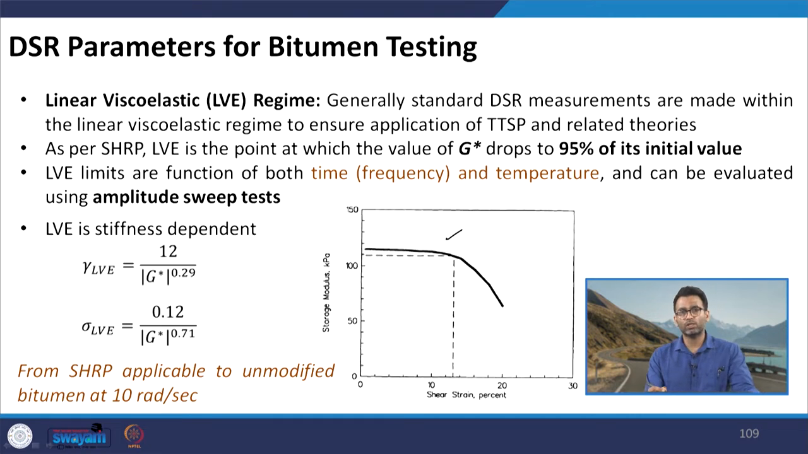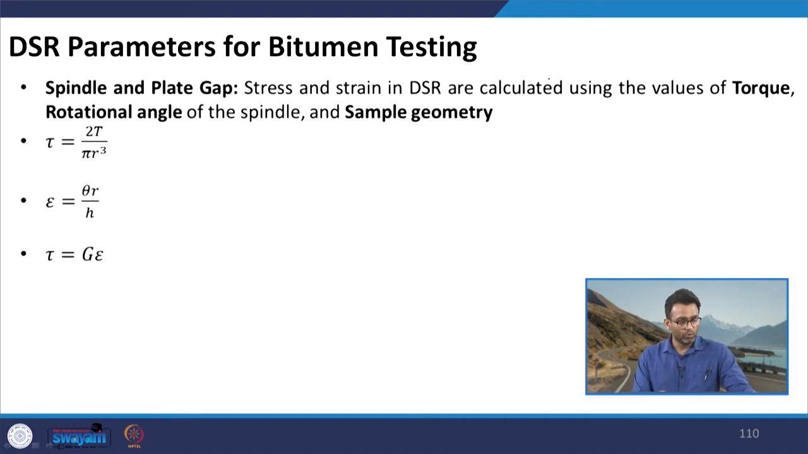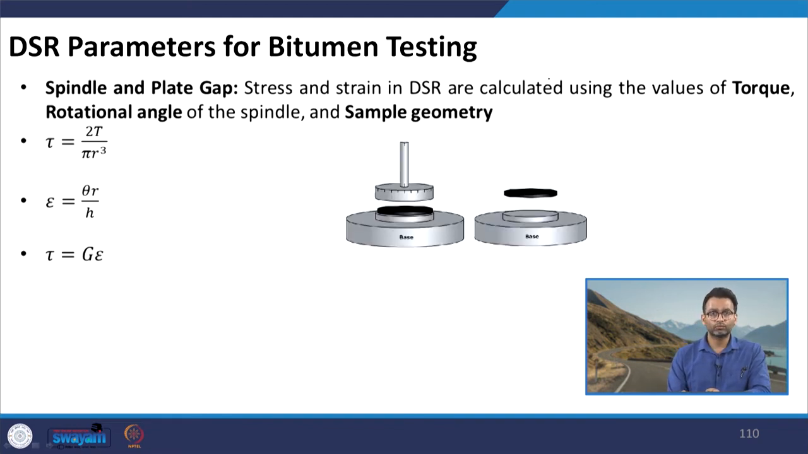So let us now proceed from here and discuss some of the rheological tests which we typically carry out for characterization of the bitumen properties. First of all, we have to understand how the geometric configurations in the DSR are usually taken. So in the DSR, we basically have a base plate, and then we have a spindle on it, which you can see here. So this is the base plate and this is the spindle. And between the base plate and the spindle, we will sandwich a small bitumen sample, which you can see here.